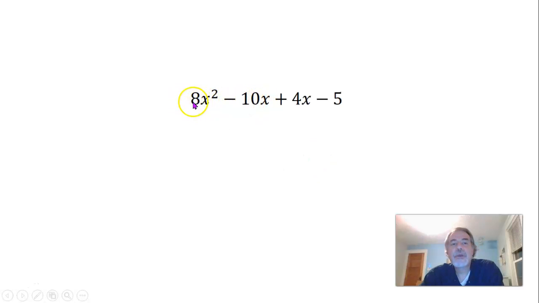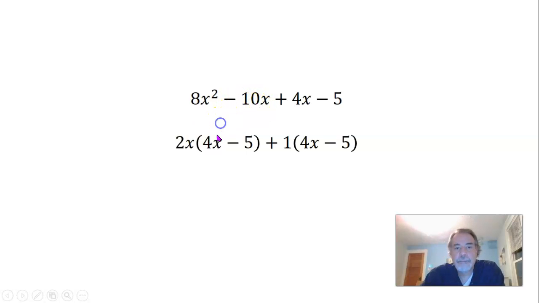So from the first two terms, what can we pull out? What they have in common, their greatest common factor, would be a 2x. And then we need 2x times 4x to get 8x squared. We need 2x times a minus 5 to get the minus 10x. So 2x times 4x minus 5. And then from these last two terms, the 4x minus 5, they don't really have anything in common except just 1, but we'll write it that way, plus 1 times 4x minus 5.